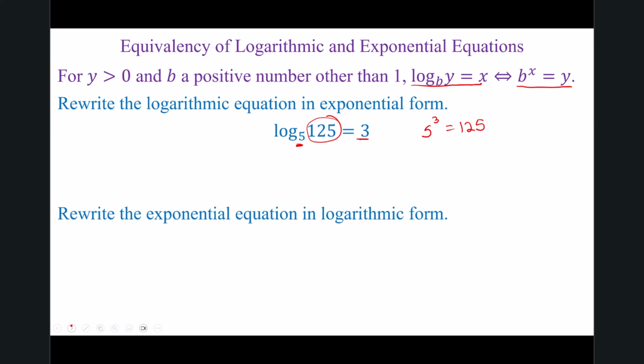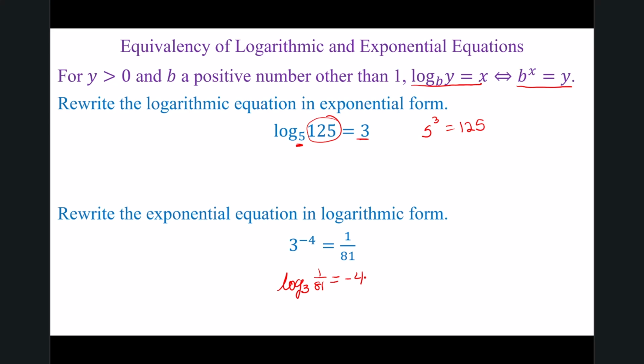Let's go backward. Write an exponential equation in logarithmic form. We have 3 to the negative 4th equals 1 over 81. Our base is 3, so we have log base 3 of 1 over 81 equals negative 4. After the equal sign is where you're going to put the exponent.